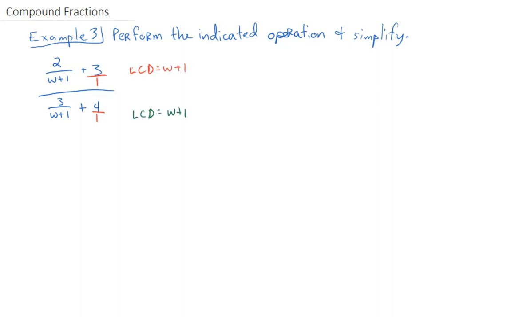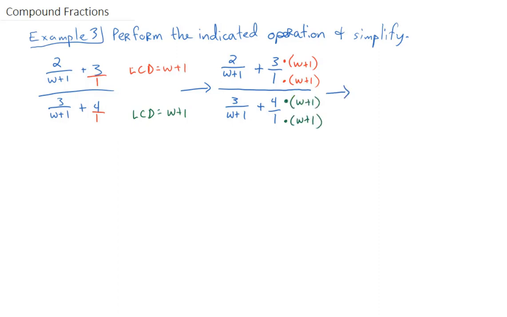So then we'll go ahead and rewrite the fractions so they have those denominators. Our first fraction already has that denominator, so we'll just copy it over. But our second fraction, the 3, needs the full w plus 1. So we need to multiply by w plus 1 over w plus 1. Remember, when multiplying by a factor with multiple terms, it's necessary to wrap that in parentheses. We also need to multiply the 4 in the denominator by our w plus 1 over w plus 1.